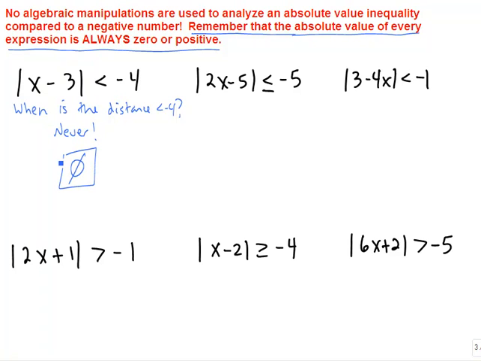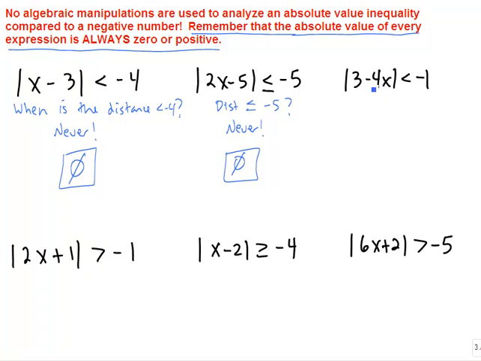You don't need to do any work at all. You just need to recognize that it is impossible for an absolute value to be smaller than a negative number, because an absolute value is either 0 or positive. In the next example, this is asking when is the distance, the absolute value of 2x minus 5, less than or equal to negative 5? Well, a distance is never less than or equal to a negative because a distance is positive or 0. So this can never happen, so we just write no solution.